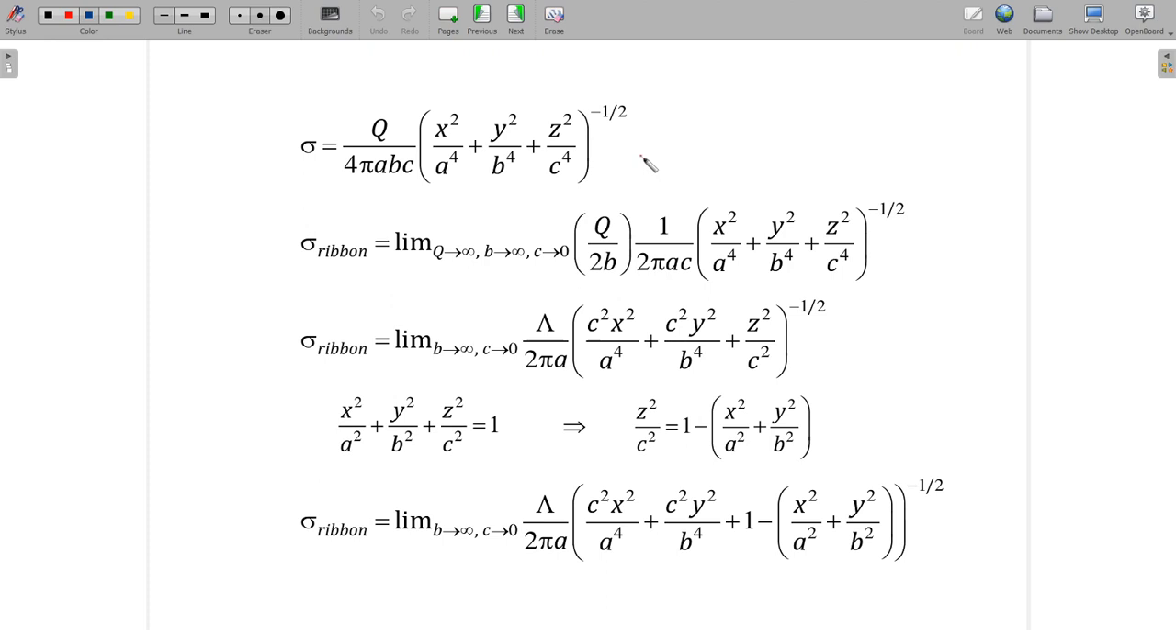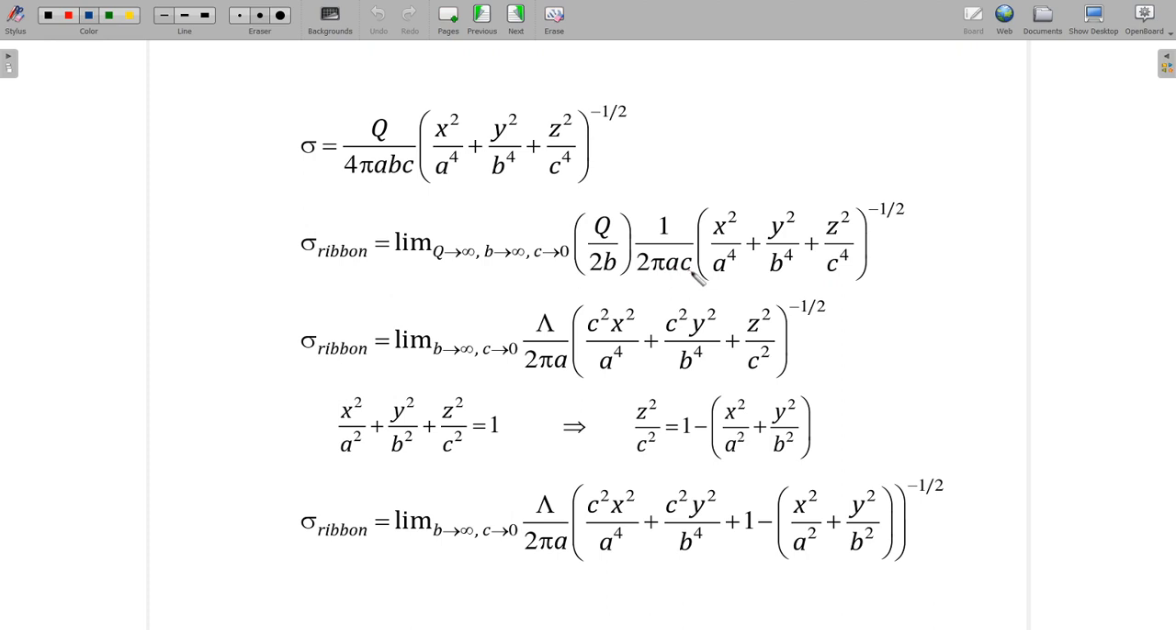So we start with this formula for the ellipsoid, and what I do is I separate out this q by 2b, because this q by 2b is something that is approaching a fixed value. I know the rest of the thing. In this rest of the thing, c is going to become 0, I know, and b is going to become infinite. But in this form, the limit is not very easy to see what the answer is going to be. It's not a very meaningful result. So we have to make some changes.